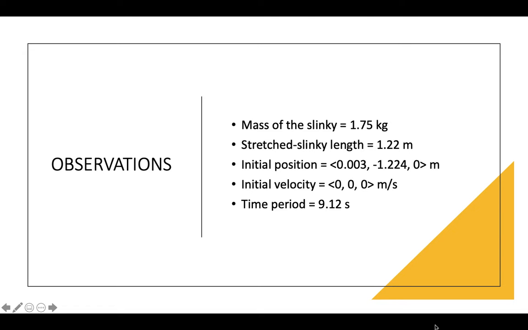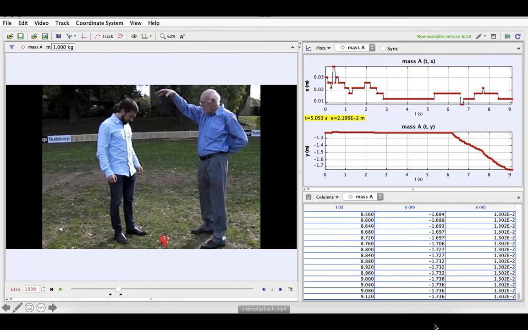Through the observations, we know that the Slinky's mass is equal to 1.75 kilograms. The stretched Slinky length is equal to 1.22 meters, and the initial position is given on the slide, and we assume the initial velocity is 0, and the total time period for the Slinky to drop is 9.12 seconds. Then we use Tracker to track the motion of the Slinky's drop, and we get the y position over time diagram and the data.